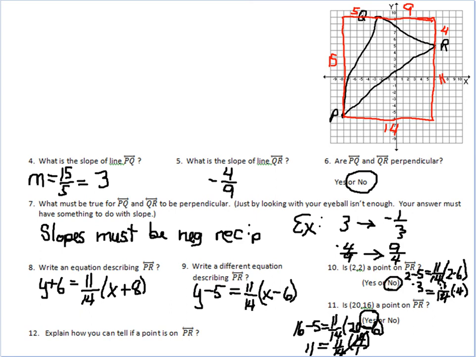So explain how you can tell if a point is on PR. You would just write this in a sentence. I'm not going to write it since I can't get my pen to work all that well. You plug in the point and see if the equation is true.